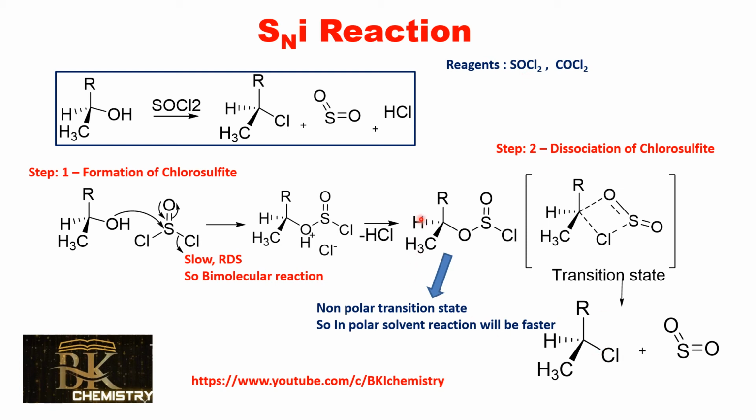So that transition state is a non-polar one. So a non-polar transition state will be favored by a non-polar solvent. The first step, formation of chlorosulfite, is the slow step and the rate-determining step. In the first step, both alcohol and thionyl chloride are involved, so it is a bimolecular reaction. Though it is a bimolecular reaction, it is favorable in a non-polar solvent, and it produces retained geometry molecules.